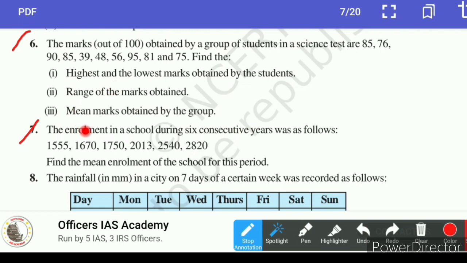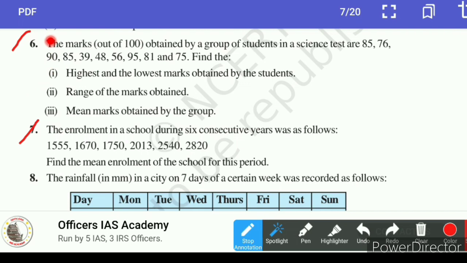Next part of the question, the mean marks obtained by the group. You should add all these marks and divide by the number of students. You should count the scores, 1, 2, 3, 4, like that. However many students' marks are given, you should divide the sum by that number. So these are all three parts of the homework. The sixth question is homework, you should do it in the homework book.